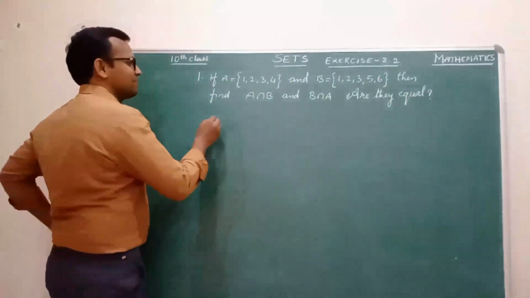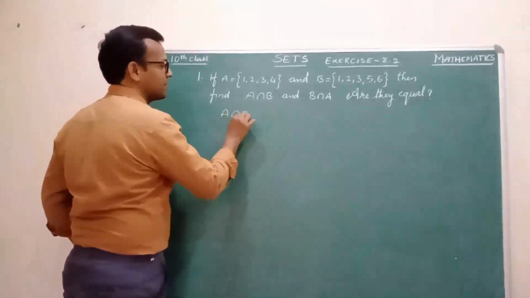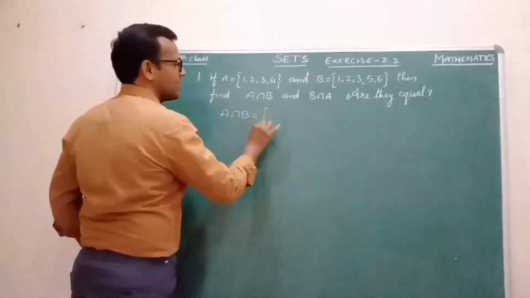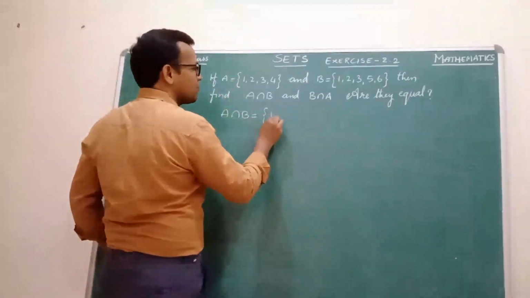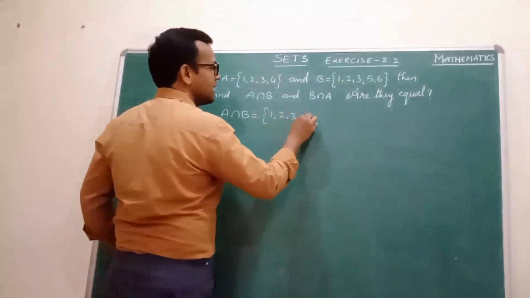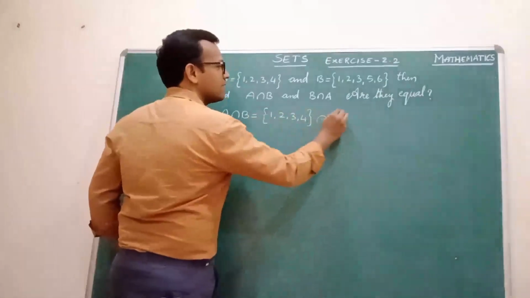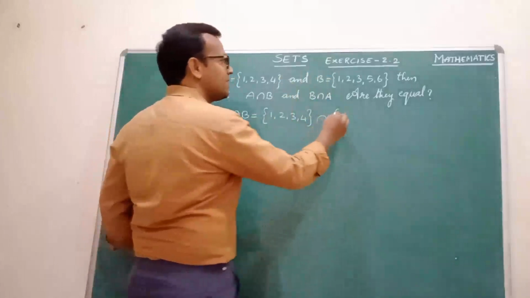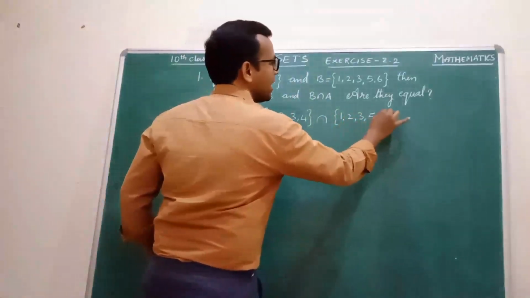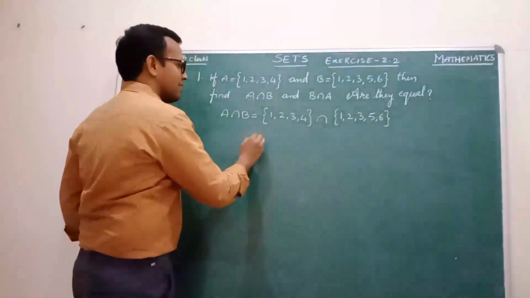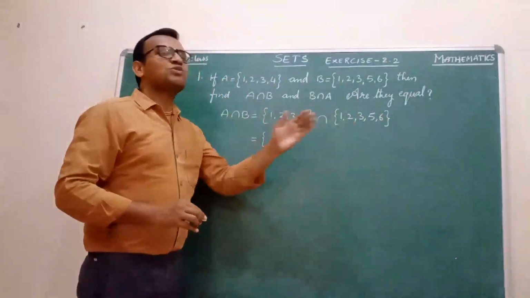Let's see here. First we need to find A intersection B, which is equal to, initially we have to write set A. What is set A? Set of 1, 2, 3 and 4. Intersection B. Now write set B. Set B is the set of 1, 2, 3, 5 and 6. Now let me write the intersection of these two sets.